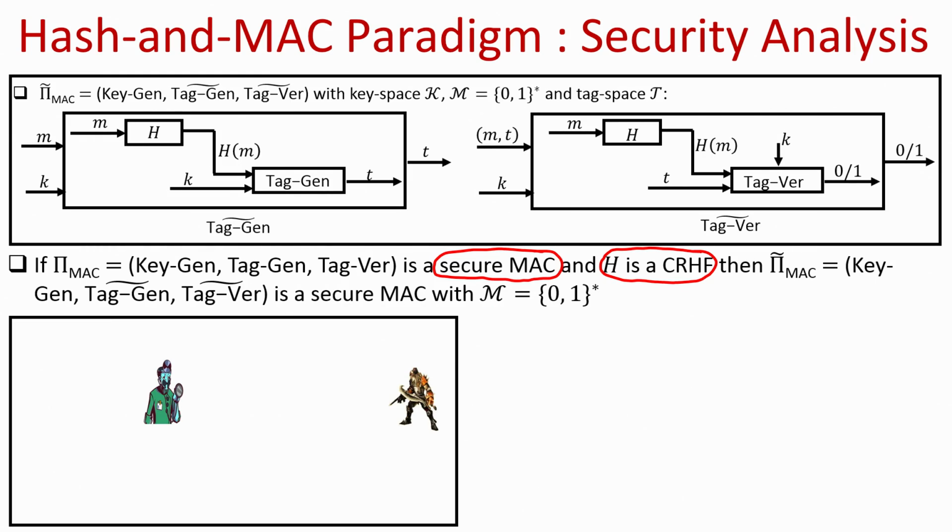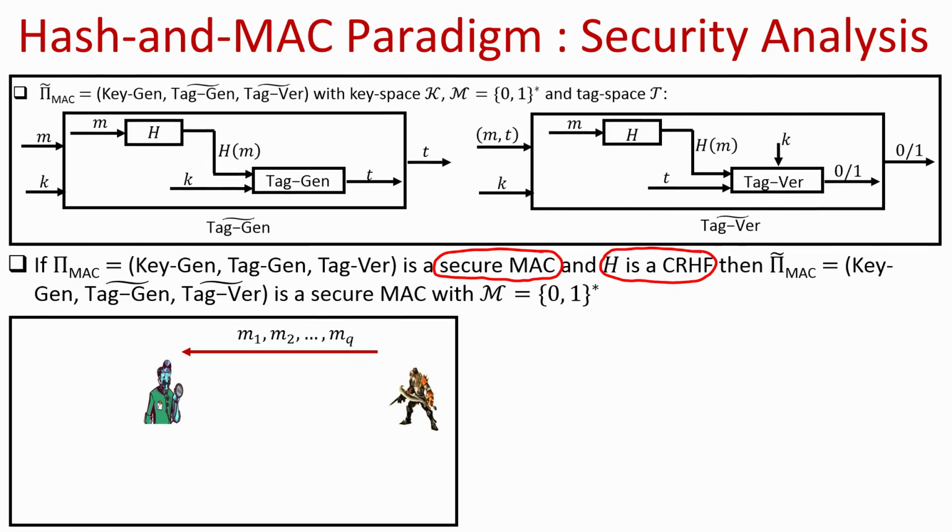So, for simplicity, we are going to prove the CMA security of the composed MAC, assuming that the base MAC is also deterministic, but that need not be the case. If your base MAC is a randomized MAC, then the overall MAC that we are obtaining is also a randomized MAC, in which case we should go for strong CMA security. But just to keep our argument simple, we assume that the base MAC is a deterministic MAC, and hence the composed MAC is also a deterministic MAC, and hence we are going to prove the CMA security.